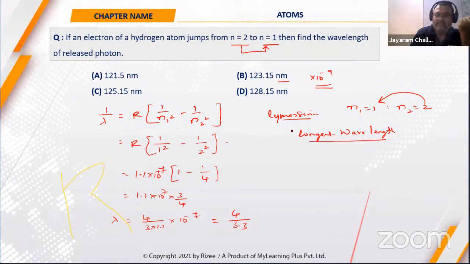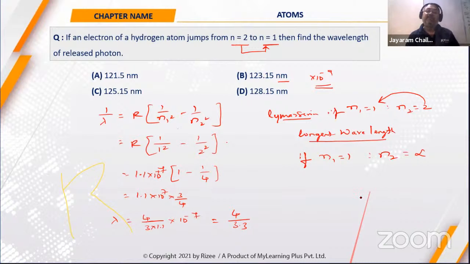Or if there is a transition where n2 is infinity, an electron which is coming from infinity to its base orbit, then it is called the shortest wavelength. So if you can remember these values, it will be great, comfortable. Or else you can solve this one.